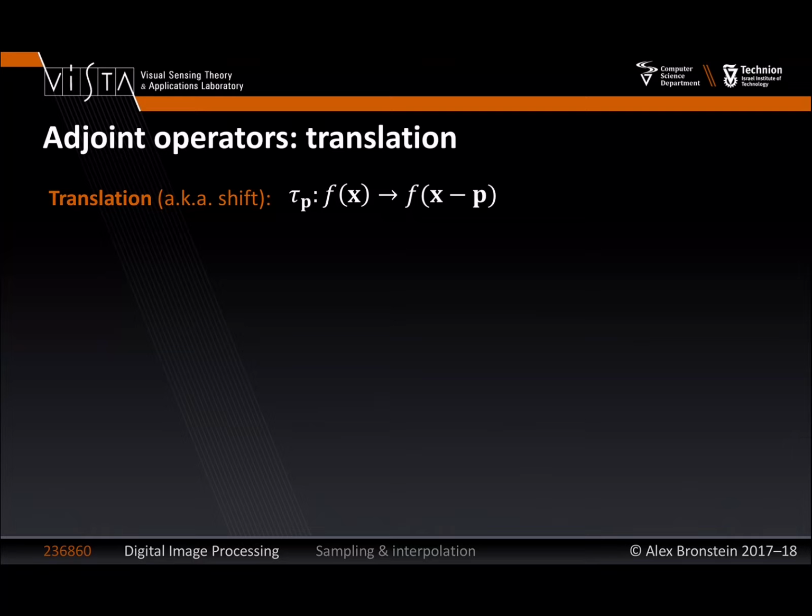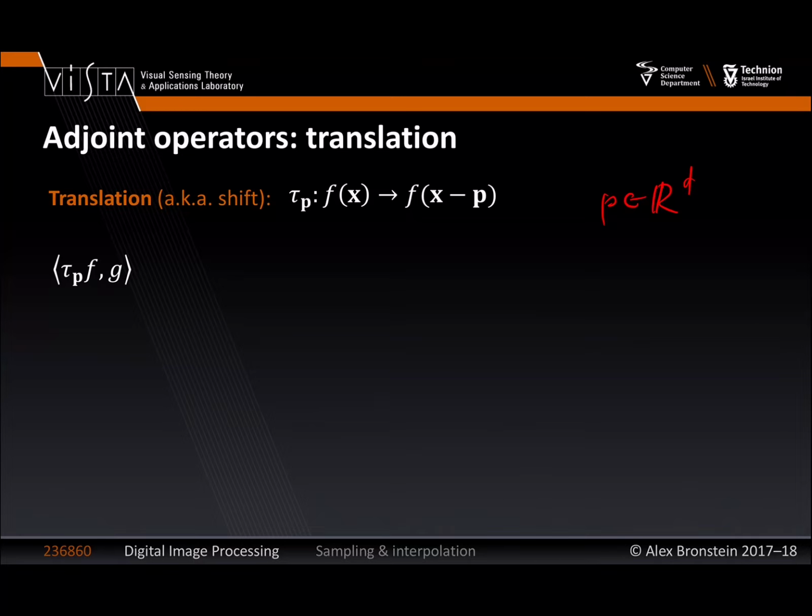Okay, so let's see, just as an exercise, adjoints for some common operations that we already discussed, and we'll need them for the sequel. Okay, so let's take the translation operation. The translation operation that takes f(x) and maps it to f(x minus p). P is some fixed vector in R^d. It's the amount and the direction by which we translate. Okay, and let's compute its adjoint.